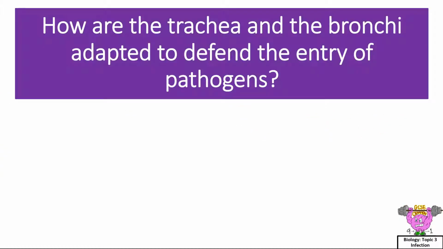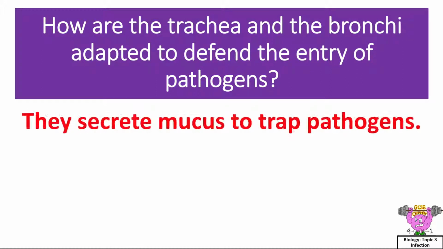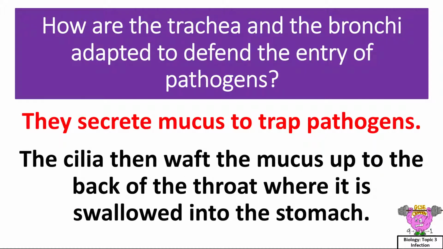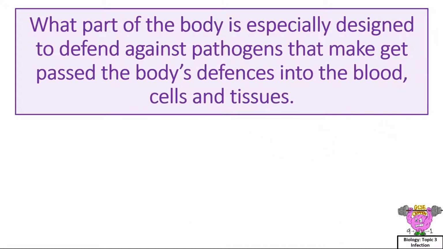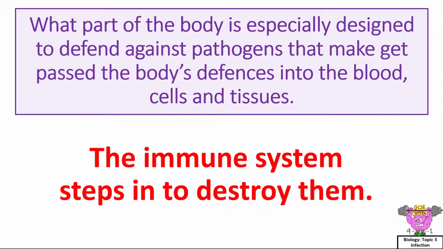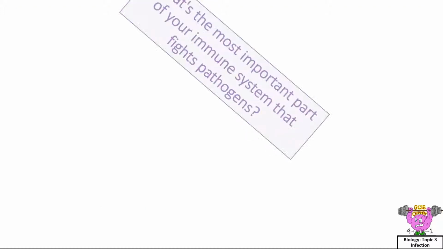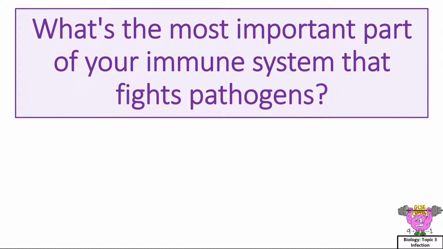How are the trachea and the bronchi adapted to defend the entry of pathogens? They secrete mucus to trap pathogens. The cilia then waft the mucus up to the back of the throat, where it is swallowed into the stomach. What part of the body is especially designed to defend against pathogens that get past the body's defenses into the blood, cells and tissues? The immune system steps in to destroy them. What's the most important part of your immune system that fights pathogens? White blood cells.